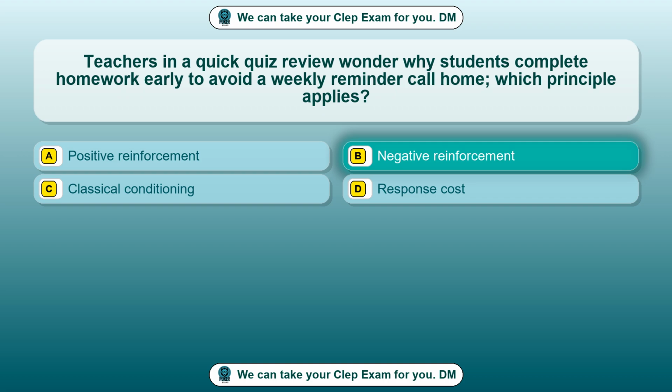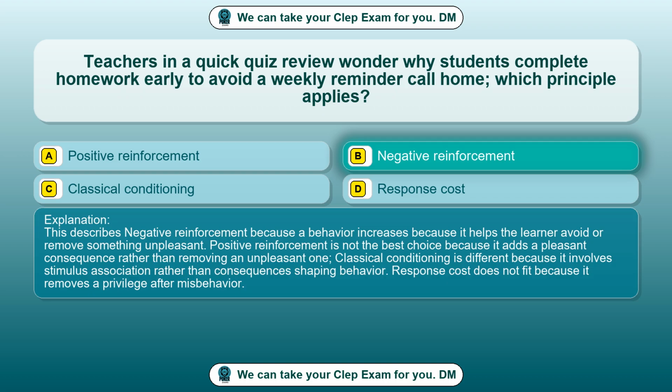Negative reinforcement. This describes negative reinforcement because a behavior increases because it helps the learner avoid or remove something unpleasant. Positive reinforcement is not the best choice because it adds a pleasant consequence rather than removing an unpleasant one. Classical conditioning is different because it involves stimulus association rather than consequences shaping behavior. Response cost does not fit because it removes a privilege after misbehavior.